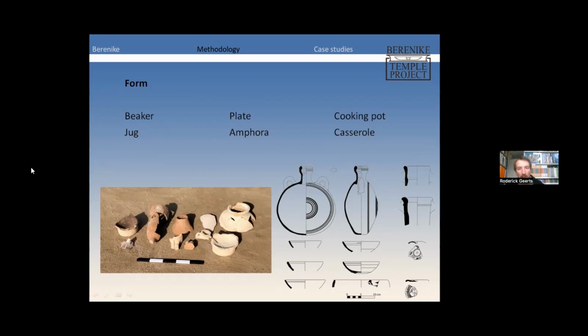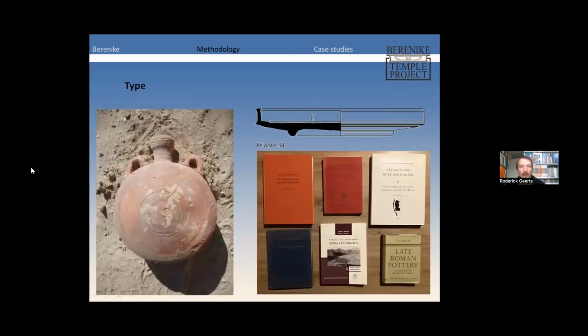And then, of course, there is the last level of identification, that's a type. In order to assign types, we have to use all kinds of typologies. I show you a couple here. And only the most diagnostic parts can be assigned to a certain type, of course.